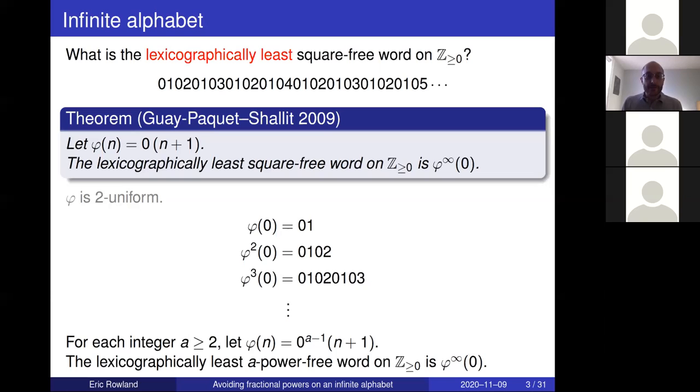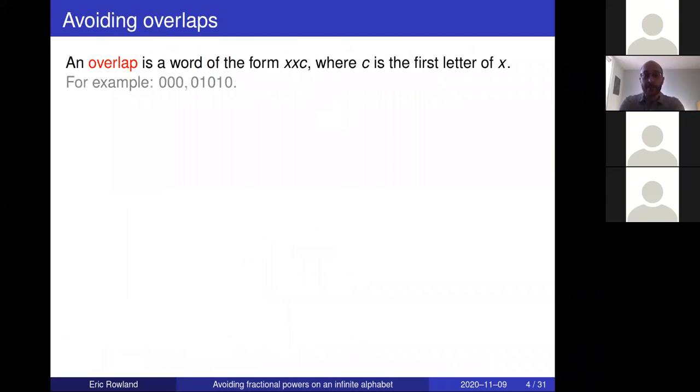All right, so for squares and cubes and fourth powers, we know what the lex least word avoiding that pattern looks like on the non-negative integers. In that same paper, they also looked at overlaps. Probably everybody knows this, but an overlap is a word of the form XXC, where C is the first letter of X. For example, 0, 0, 0 is an overlap, 0, 1, 0, 1, 0 is an overlap.